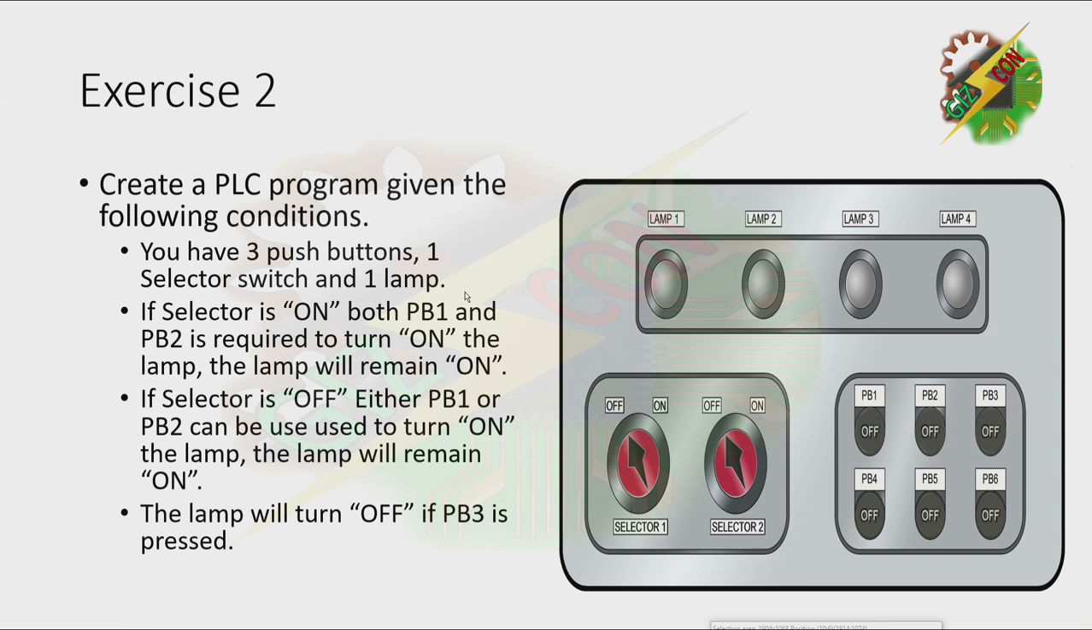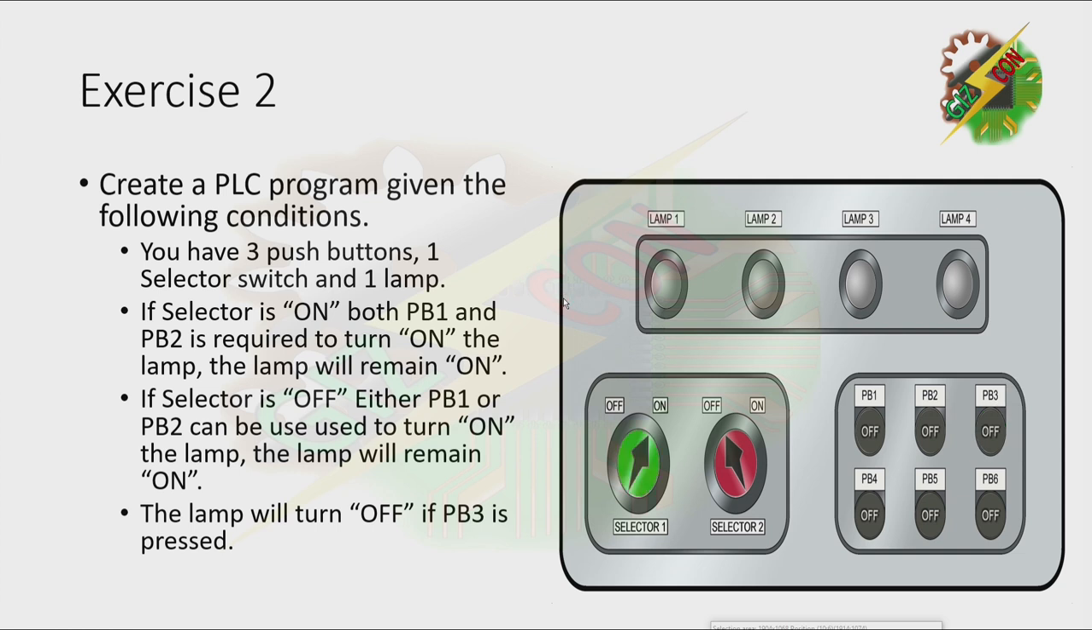Now our selector switch is off. Now let's press PB1. Lamp will turn on. Then let's press PB3. Lamp will turn off. Let's press PB2. The lamp will turn on also. Then let's press PB3 again. The lamp will turn off. Now let's press both PB1 and PB2. The lamp will turn on. When we press PB3 again, the lamp will turn off.